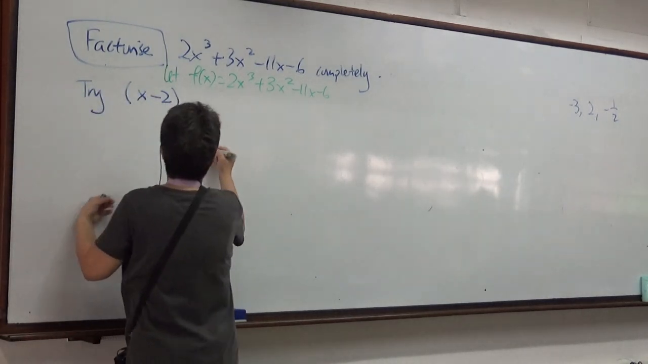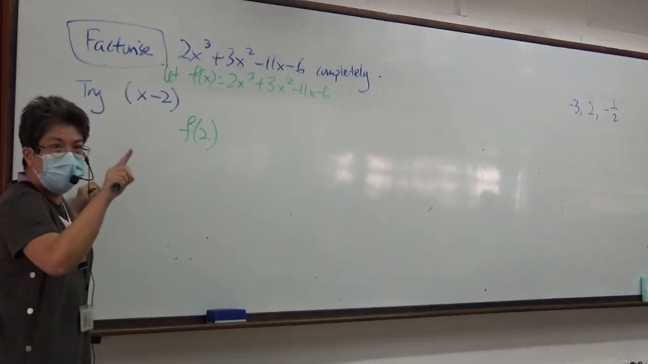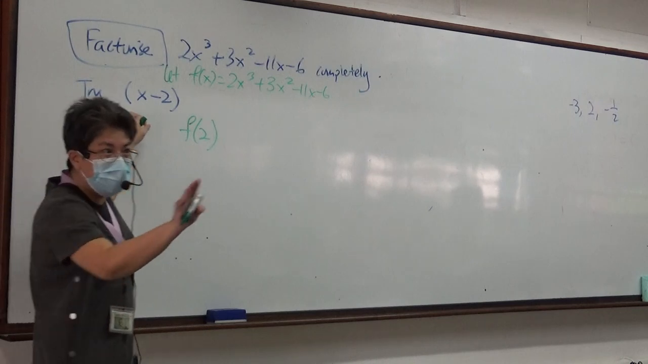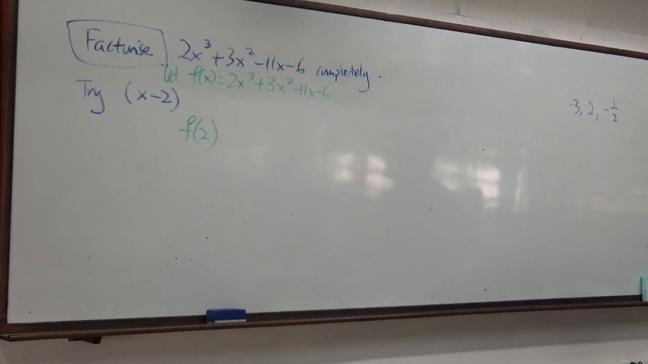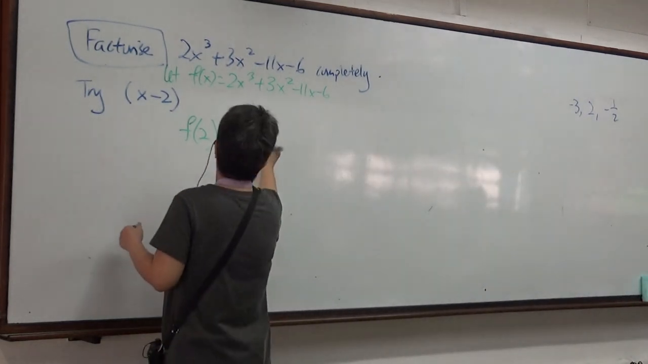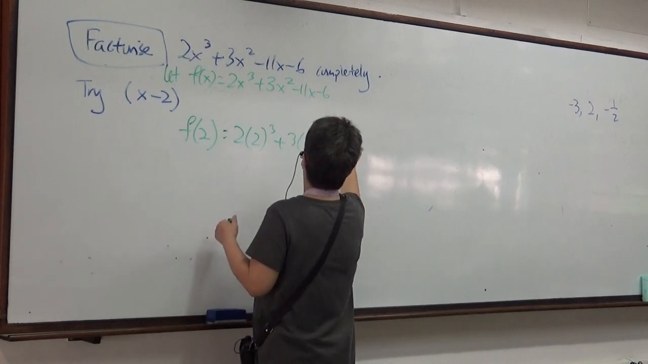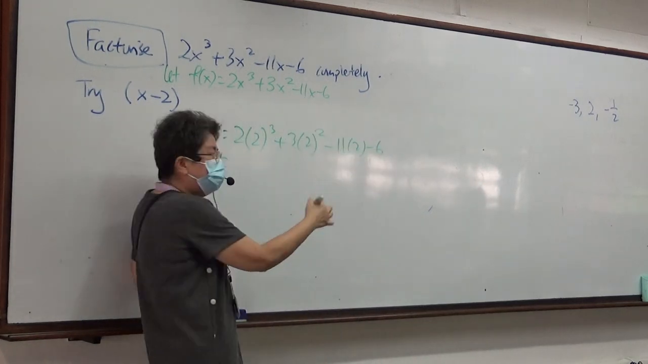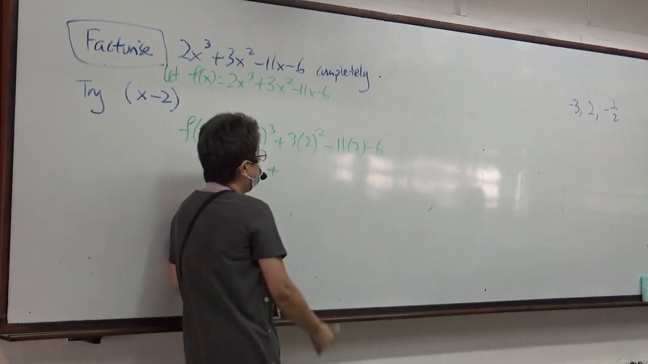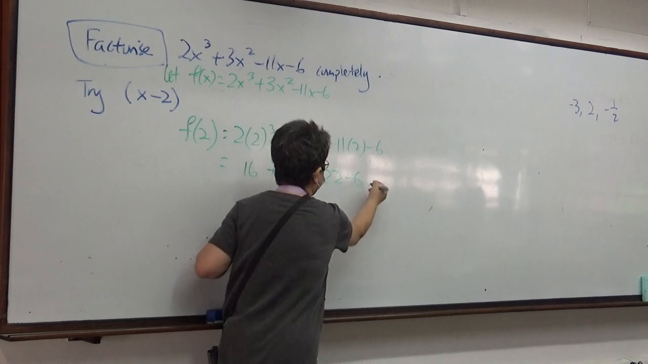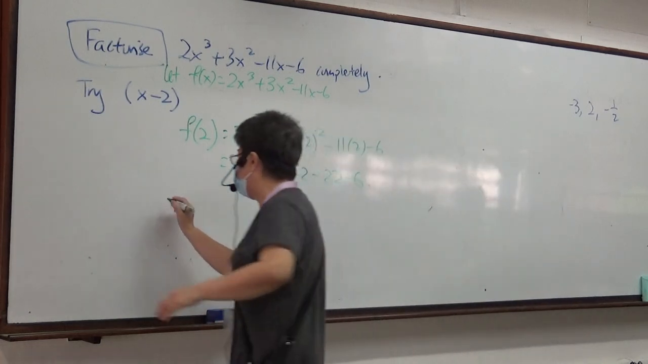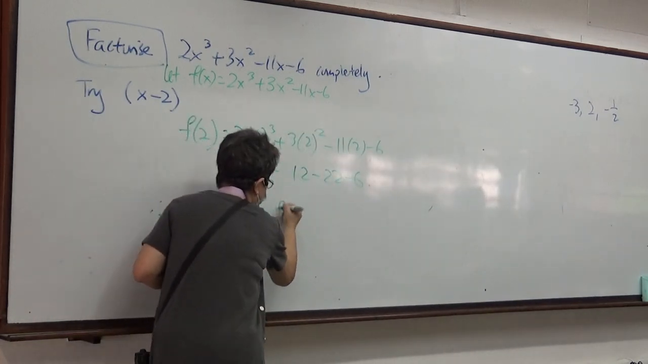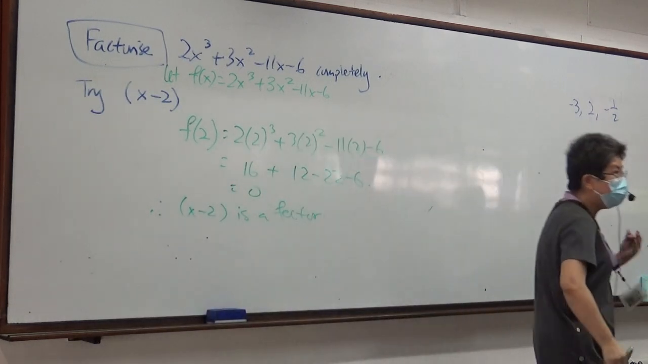That means I want to find the remainder f(2), right? If f(2) is 0, this is a factor. You don't go and try 1 or 2 or 3 or 4 blindly, and in the exam you never get a factor. You understand? You just look. So, all of you look up. Okay, we do mentally first. 16, right? Plus 12, minus 22, minus 6. 28? So this one is 0 now.